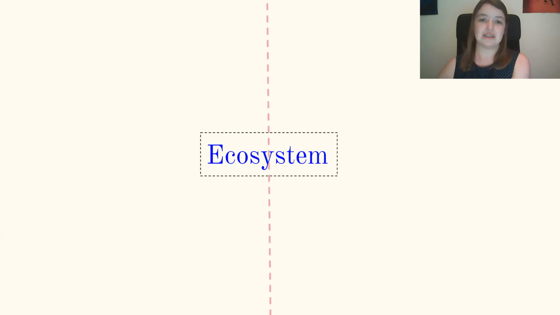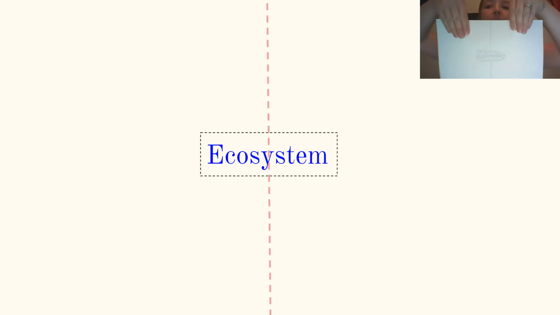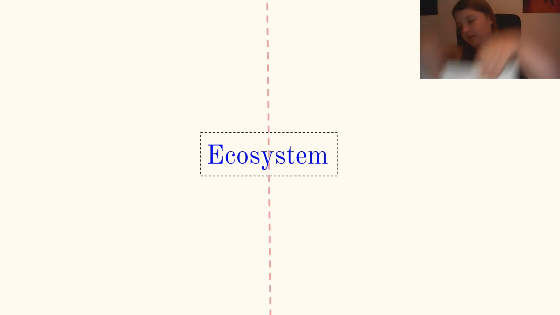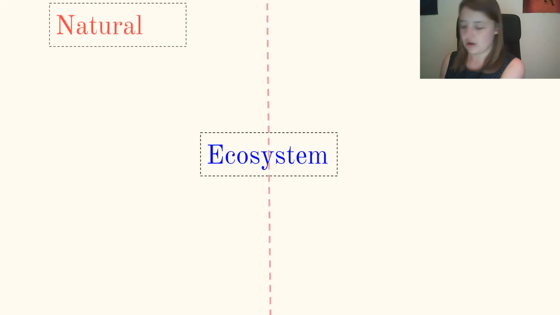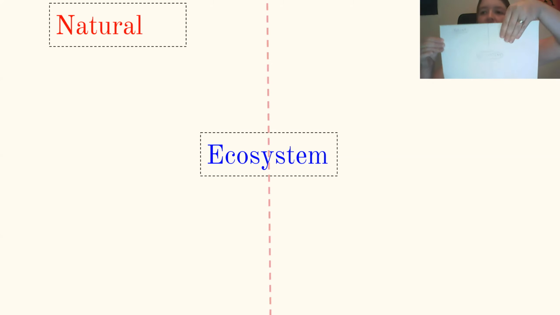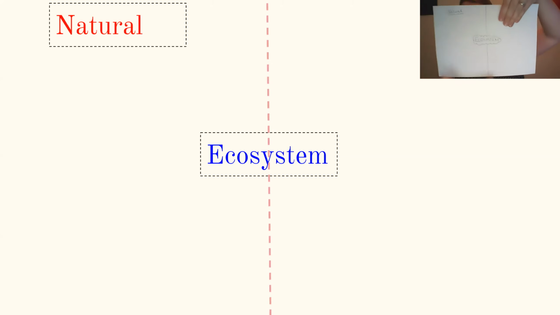And when you've written ecosystem in the middle of your page, you can split your page in two. It might be a little bit back to front, but you can see how my page has been set up. Ecosystem in the middle, and a nice straight line with a ruler to split the page in half. Once you have split your page in half, you need to put a title on one side of natural, so you can see all of my information about natural will go in this box here. Leave the other side for now.